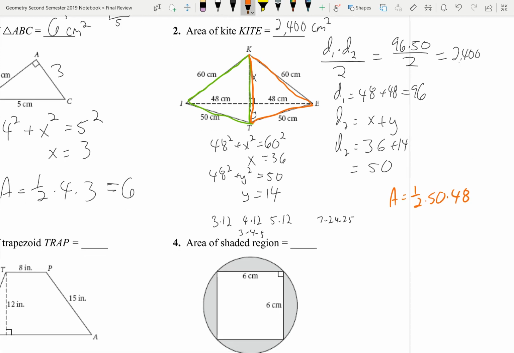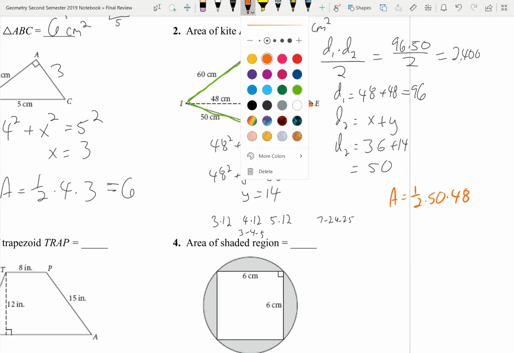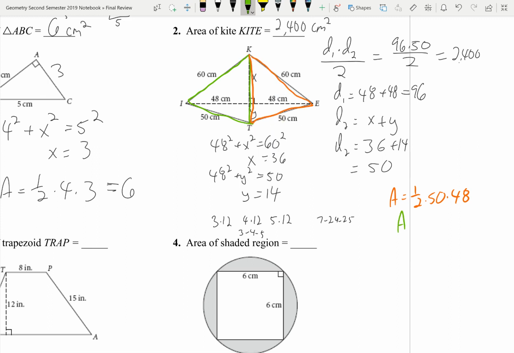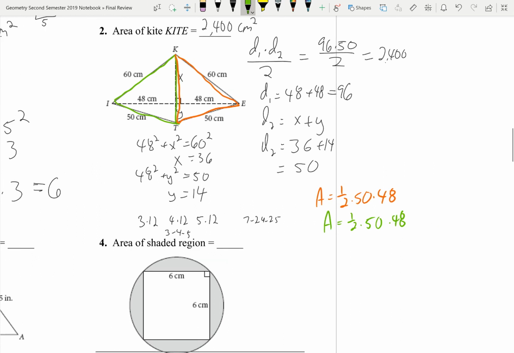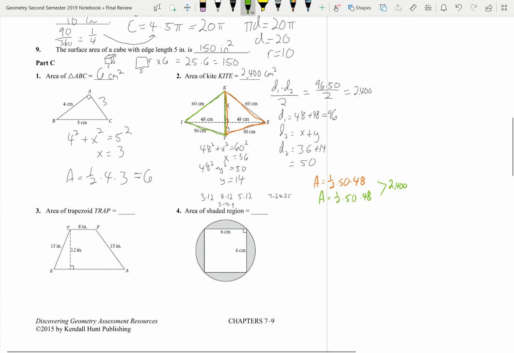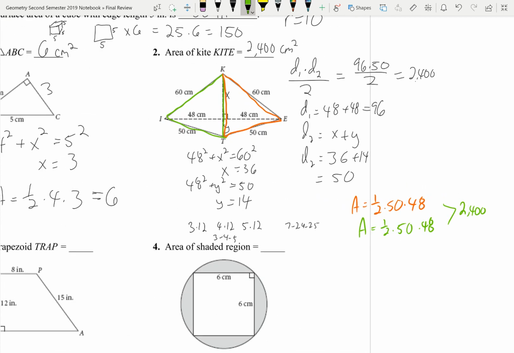And then the area of the green is 1/2 base times height. Now, if you add those together, you will still get 2,400. So you get the same thing. So whether you choose to do it with the orange and the green triangle or just with the equation for the kite, either one will give you the same answer and is totally acceptable.